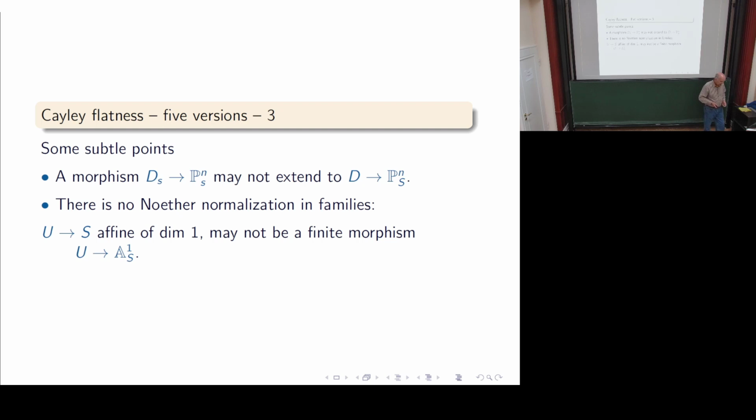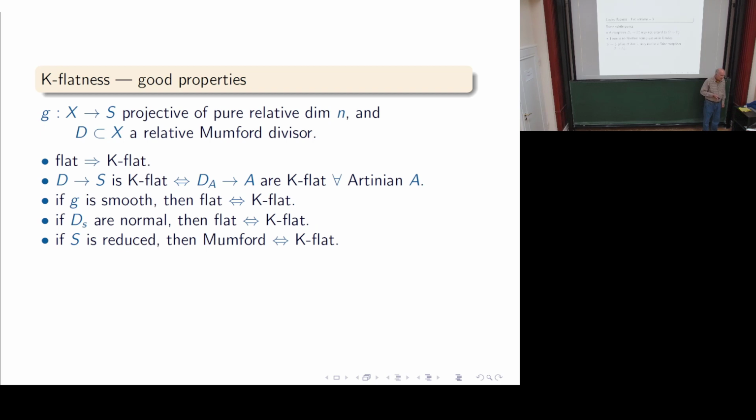The projective version is okay, interestingly, in families, but the affine version is not. So this is one reason why it's technically harder to work with the affine version. There might not be enough maps that you would like. Okay, so now what are the good properties of K-flatness?